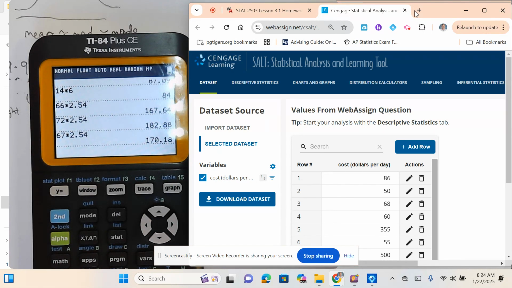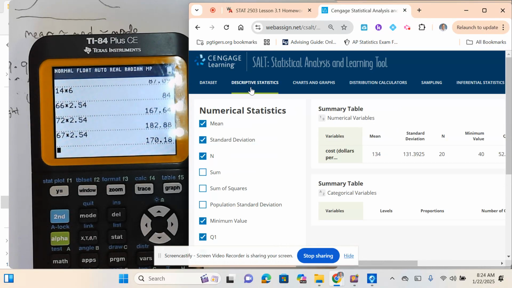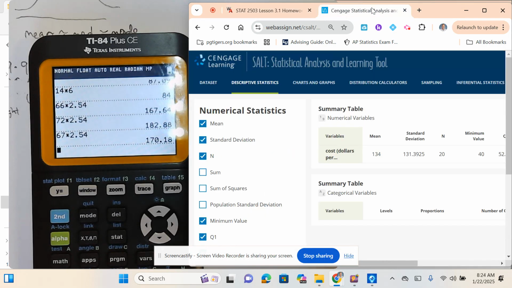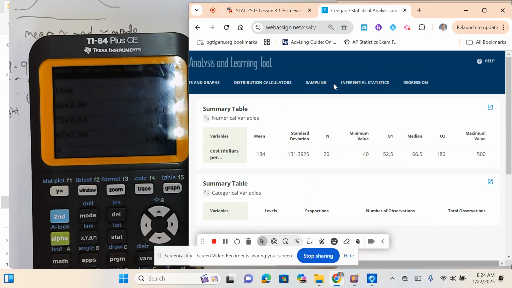So I can go to descriptive statistics. Okay, descriptive statistics. The mean is 134. The median, let's scroll over, the median is 66.5.